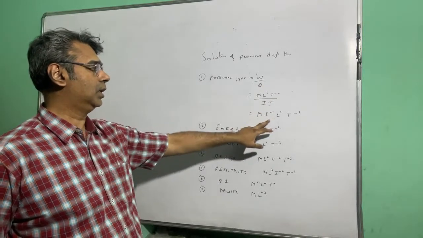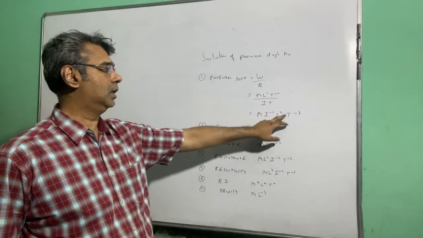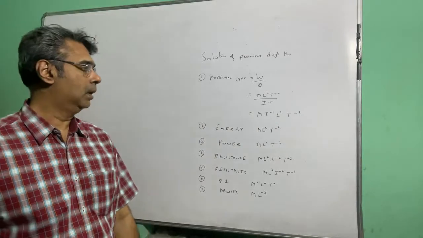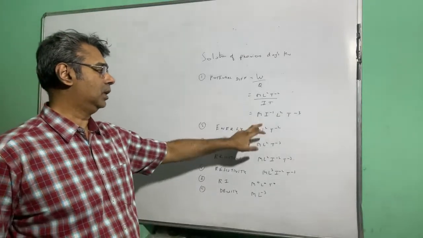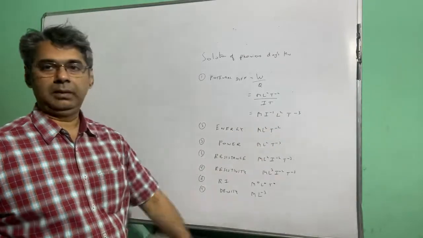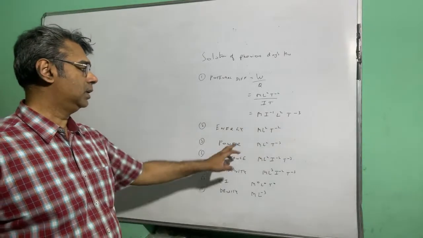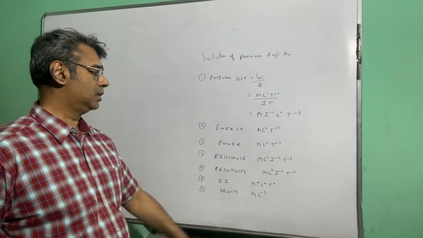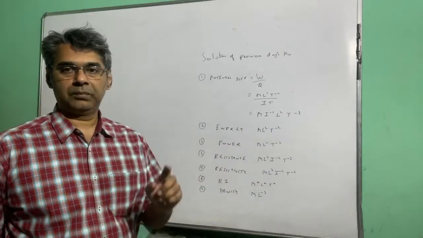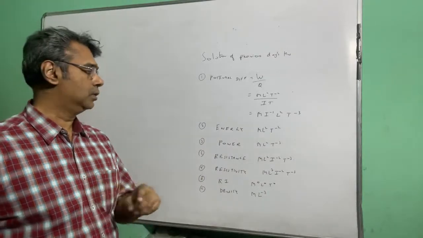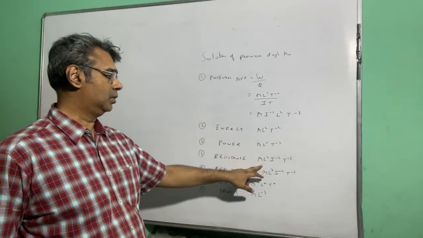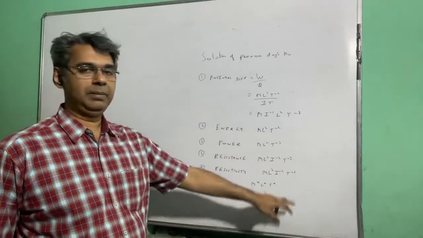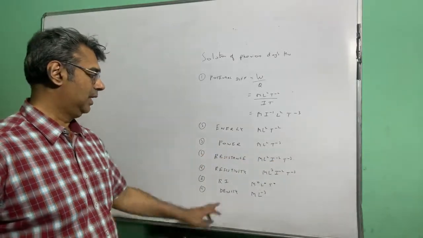Charge is current into time. So potential difference is m I minus 1 L2 T minus 3. Energy is same as work done, so mL2 T minus 2. Power is energy by time, so mL2 T minus 3. Resistance: you know that I square R is power, so power divided by I square, so mL2 I minus 2 T minus 3 is resistance.